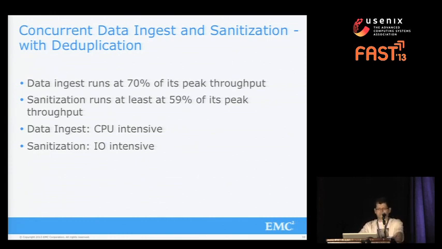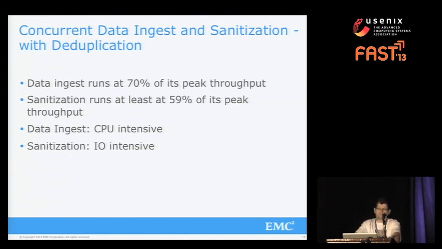If I have deduplication on, then with the same factor, 7.38x, we were able to get 70x of the peak throughput of the system. So if you have no sanitization going on, that's the peak throughput. And with sanitization going on, we were getting 70x of the peak throughput. And sanitization itself runs at 59% of its peak throughput when ingest is not going on.